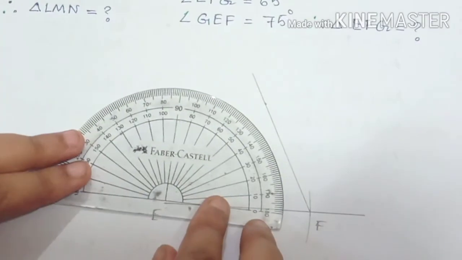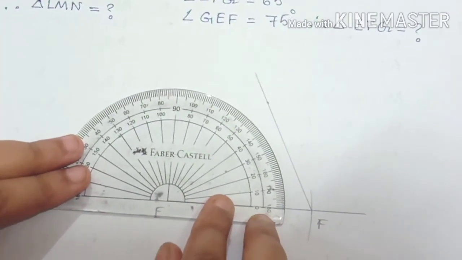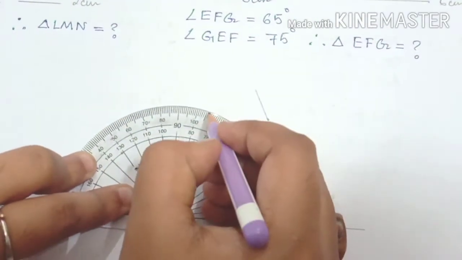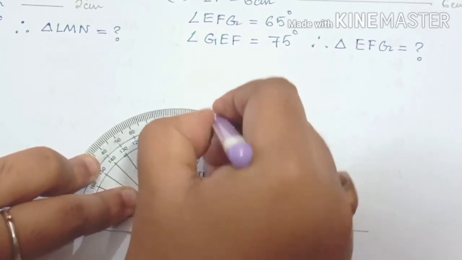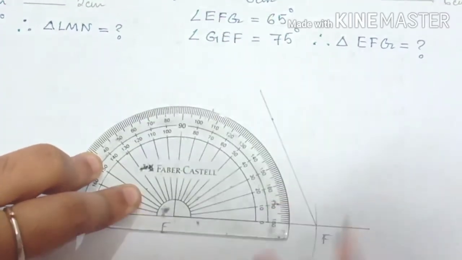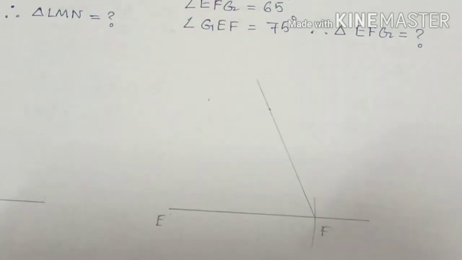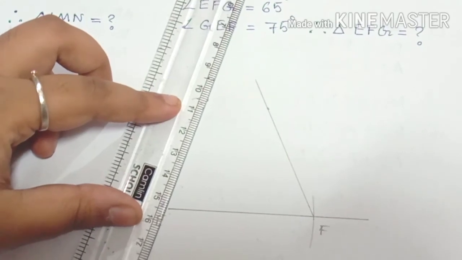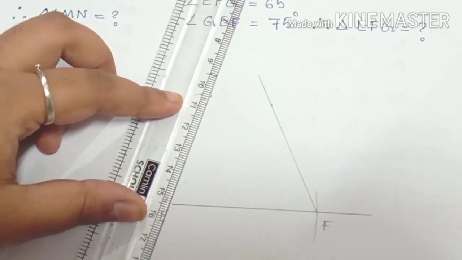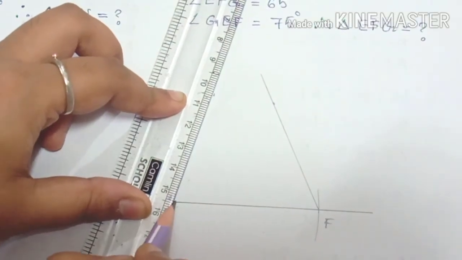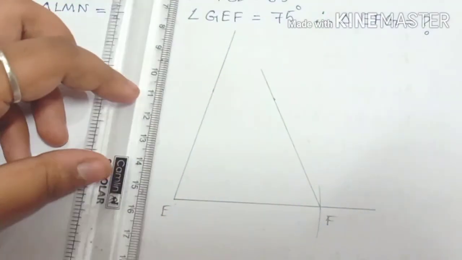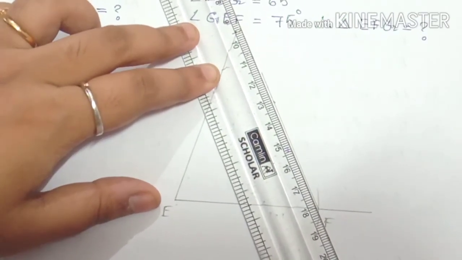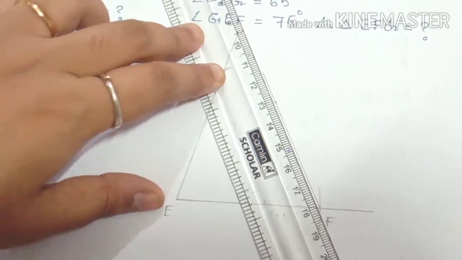Once again we are going to take the 75 degree from point E. So here, where is the 75 degree? It's in here. So from here we are going to measure it and take the lines and join both of them. So let's see where it is joining both of them.